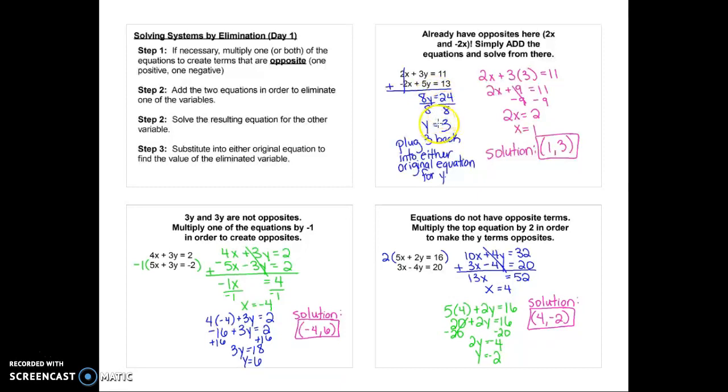That cancels. 24 divided by 8 gives you an answer of y equals 3. Now remember, that's only one of your two pieces to your answer. Your answer needs to be a coordinate pair of x comma y. So now we have our y value.